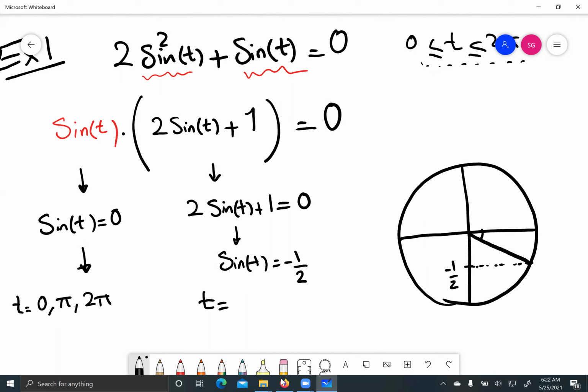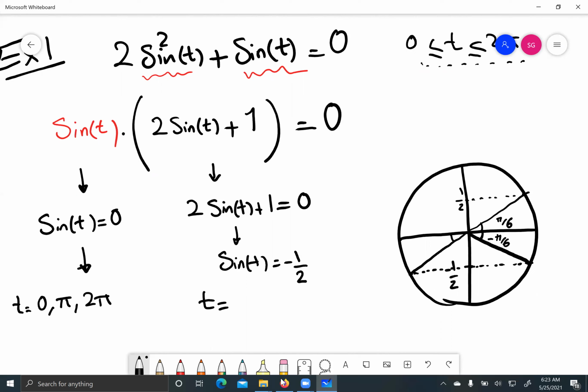So the angle is in this region, it could also be this one, right? Because this one also has sine of negative half. So this is going to be pi over... look, because recall that pi over 6 gives us positive half. So this is going to be negative pi over 6.